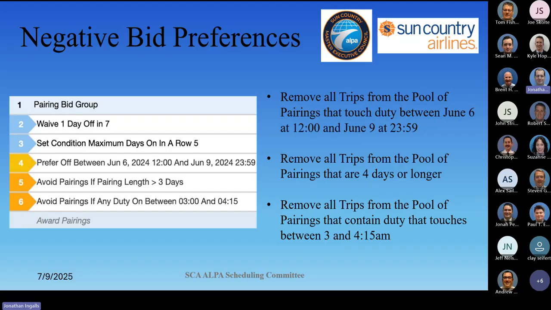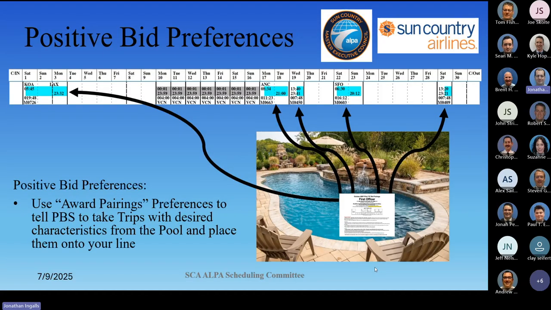Now we're saying I don't like pairings that are longer than 3 days. So any 4 or 5, or God forbid, a 6-day that makes it into the bid package, that's all being removed from our pool of pairings. We don't want to be on duty between 3 and 4:15 in the morning. So all of that is removed from our pool of pairings. Once it's all removed from our pool of pairings, we can go into the award pairings section and start adding things to our line.